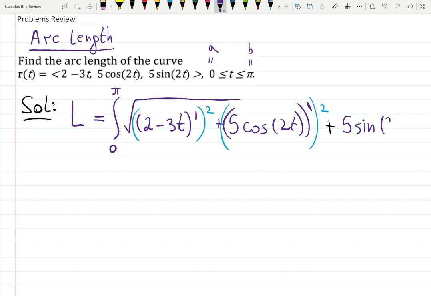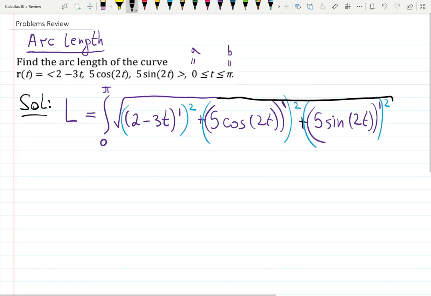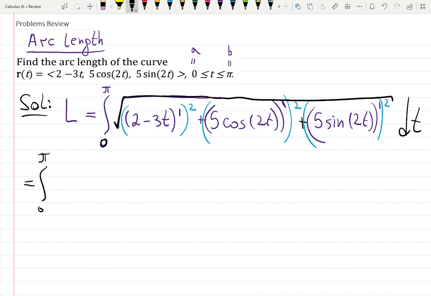Differentiate the third component, and then square it. And then solve this integral, hoping that it will not be too hard to solve. dt. As you can see, dt at the end, t is from 0 to pi. So either you can do it separately, or you can do it right away. Sometimes it's not that difficult to actually differentiate everything right away.